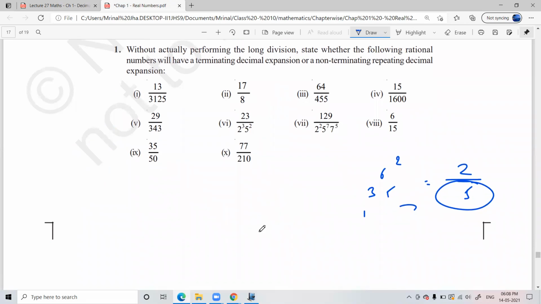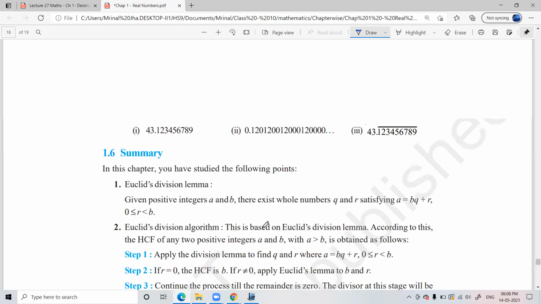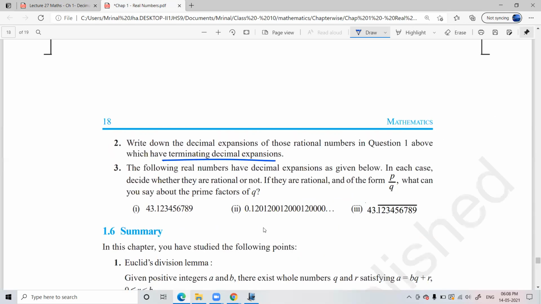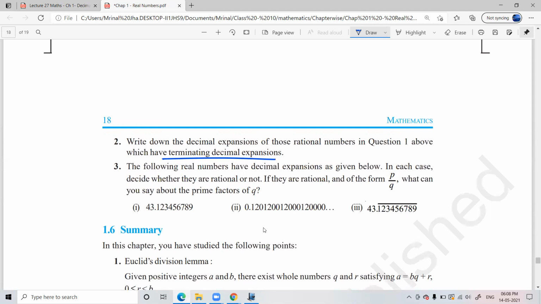Fine. So question number 1 and 2 we are done with. What about the third question? You will complete this at home.